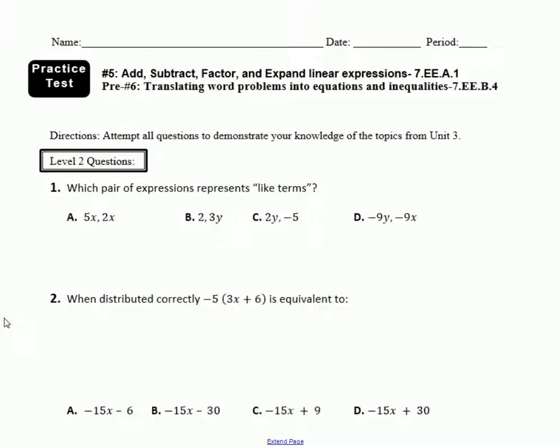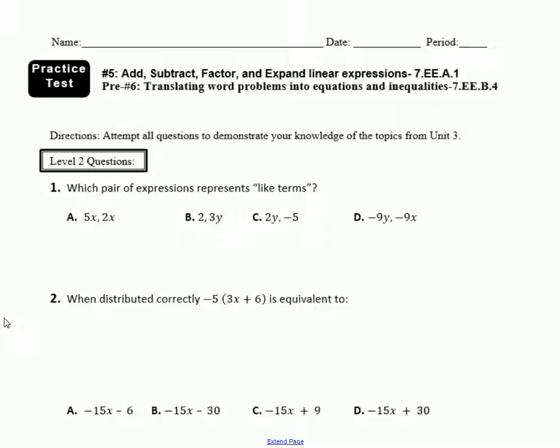And number 6, we have been continuing to translate word problems into equations and inequalities. We haven't gotten to equations and inequalities yet, but we're working on expressions right now, and we're almost at equations, which will be our next unit. So this is a little pre-test on those topics.